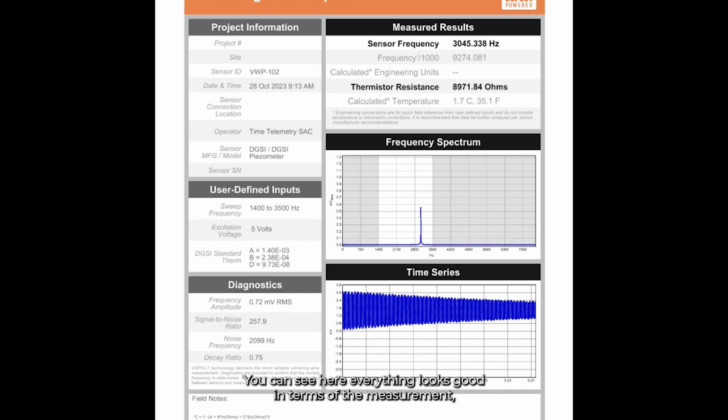You can see here, everything looks good in terms of the measurement, the diagnostics. The frequency amplitude is less than 1. Not too concerned about that. That's still pretty darn good.